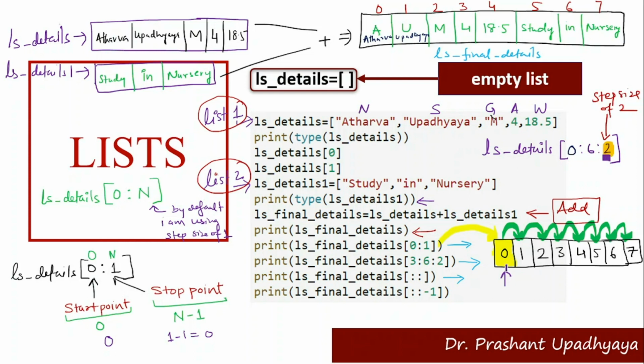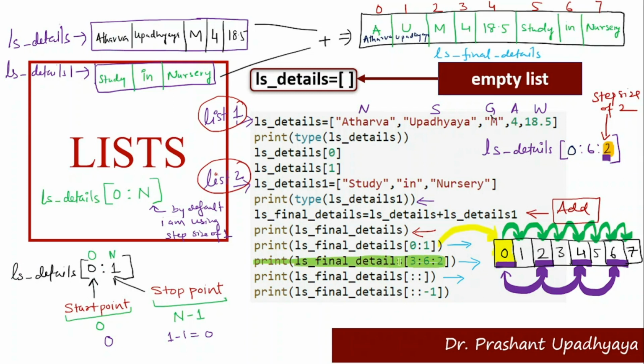So what I will do is start at 0, then jump to 2, then jump to 4, and then jump to 6, and then jump to 8. But since 8 is not there, my elements will be 0, 2, 4. So let's say with respect to this one, print ls details 3:6:2.